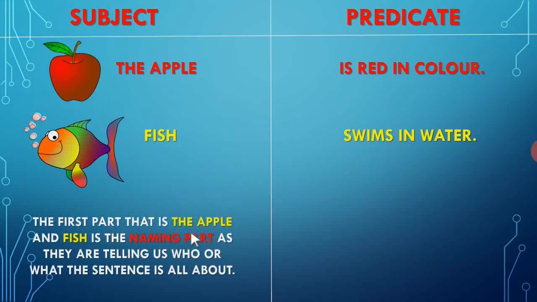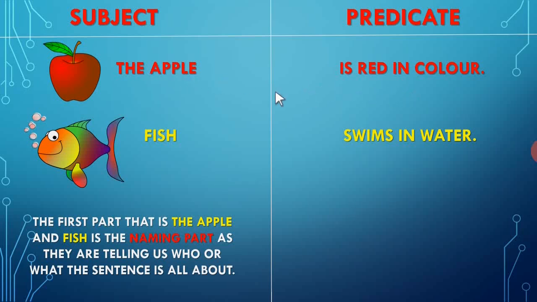The first part, that is the apple and the fish, is the naming part, children. These are the names, no, children? The apple, fish, these are the names. So it is the naming part, as they are telling us who or what the sentence is all about. Can you see, children? If we remove this apple, we will be confused. Is red in color? It can be anything, children. My dress is red in color. Your dress is red in color. The house is red in color. The tiffin is red in color. But when we mention apple, it becomes a complete sentence.